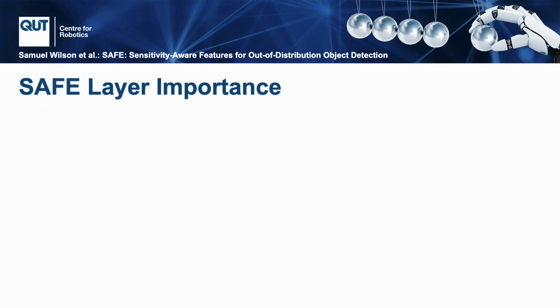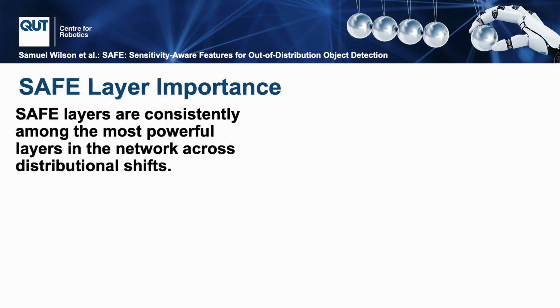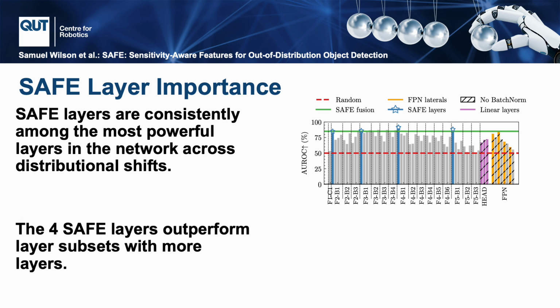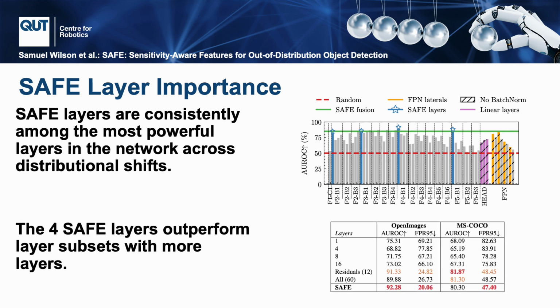Additionally, we observe that the SAFE layers are in fact among the most consistently powerful layers in the network across distributional shifts, as we can see with these blue layers here. Furthermore, the SAFE layers, which are only 4 layers within the network, outperform layer subsets which contain significantly more layers and hence more information.